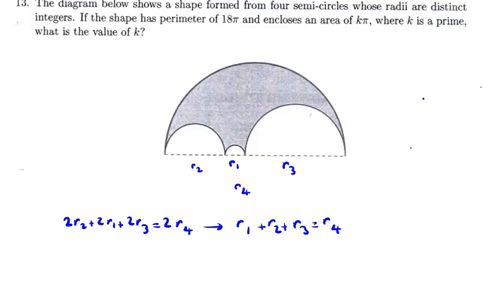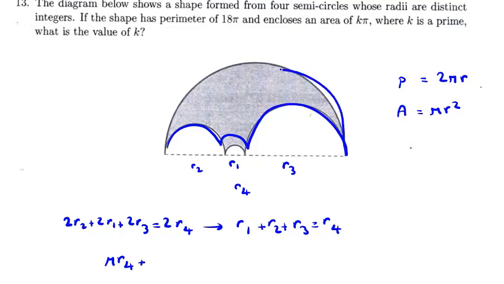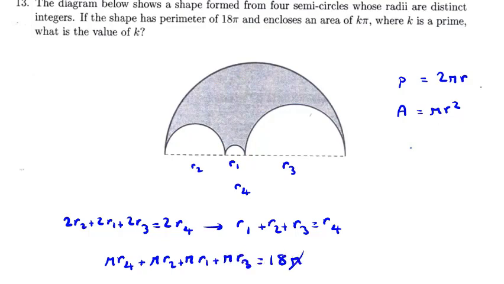And the perimeter, if the shape has a perimeter of 18 pi. We know for a circle the perimeter is 2 pi r, and the area is pi r squared. So the perimeter of this shape, since it is a semicircle, instead of 2 pi r will be pi r4, plus pi r2 plus pi r1 plus pi r3 equals 18 pi. We can divide both sides by pi. So we conclude r4 plus r1 plus r2 plus r3 equals 18. So this equals this, so we can conclude r4 is 9.